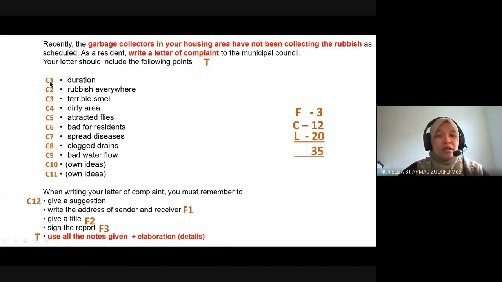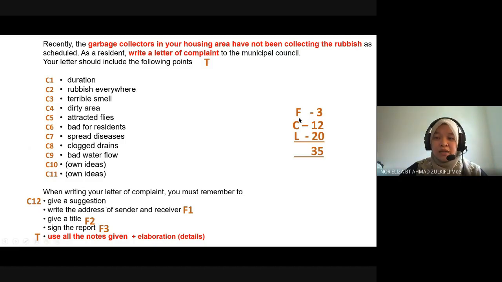Label all the content points. Content point number 1 up to content point number 11. Need I remind you, content points number 1, 2, 3, until 9 are already given to you. However, content point number 10 is your own idea, and content point number 11 is also your own idea. And where is content point number 12? Content point number 12 exists here. Give a suggestion. Remember, this is an important point that you have to include in your writing.